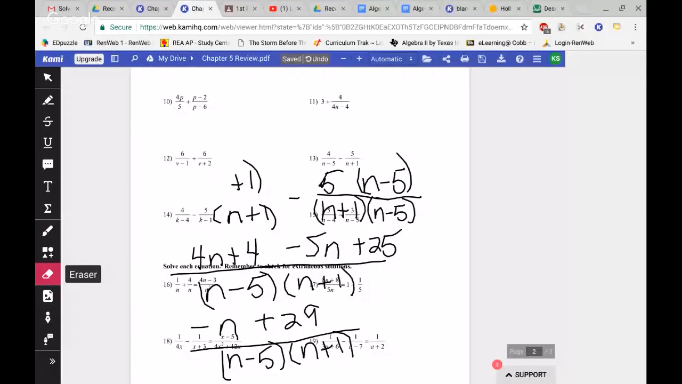Not too bad so far. They all seem kind of the same.